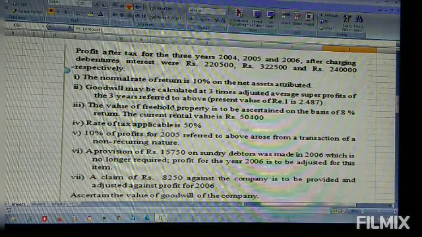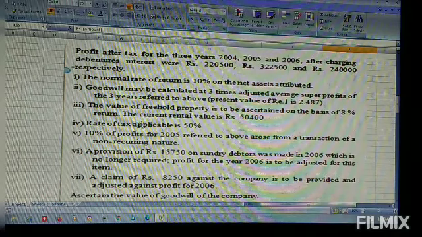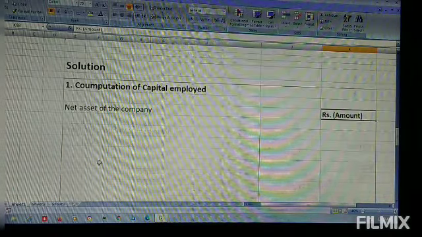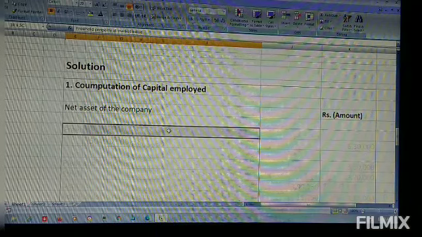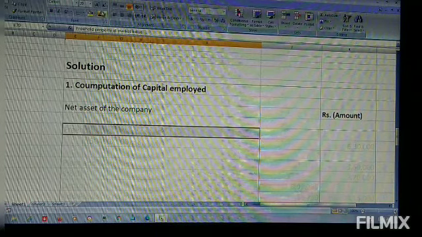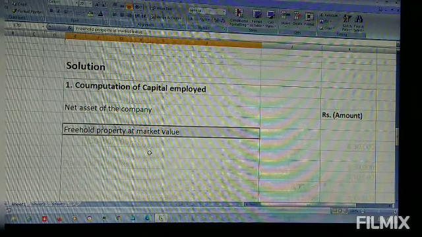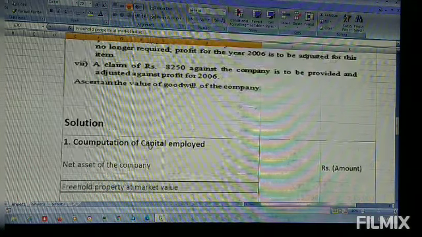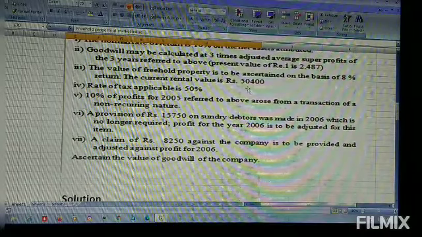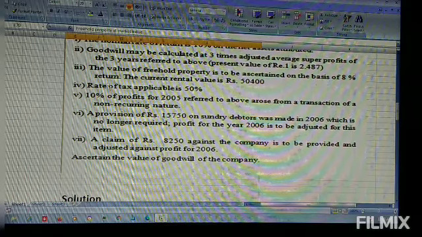The third point is that the value of freehold property is to be ascertained on the basis of 8% return. The current rental value is given. If it is given, you have to consider this. If nothing is given, you have to take it as it is. Okay, take freehold property at the market value. What is the market value there? The rental value is given. See here. The rental value is 50,400 and 8% is given.